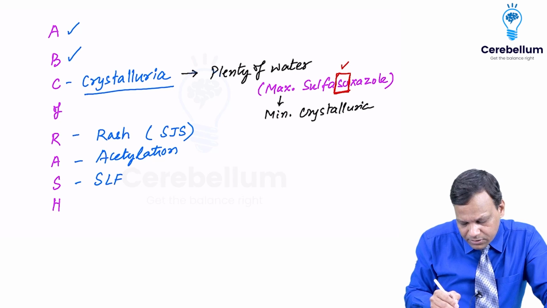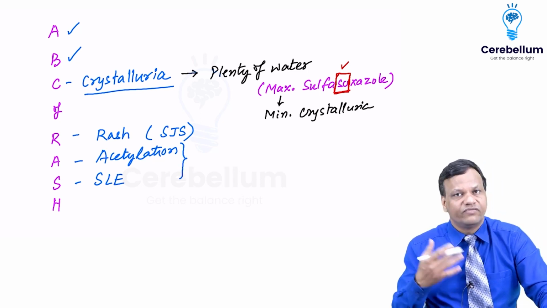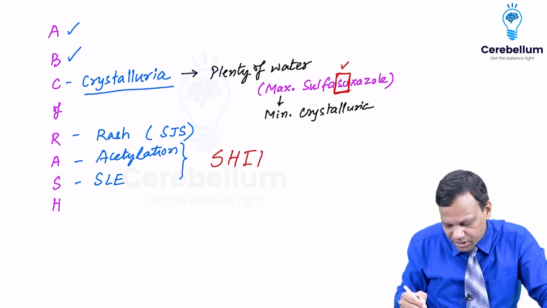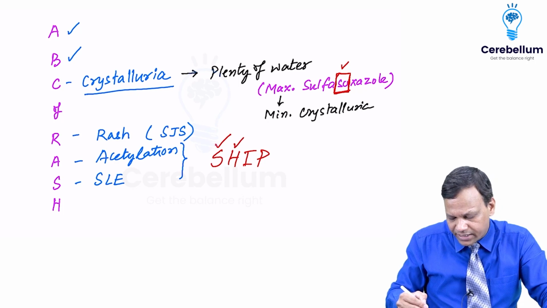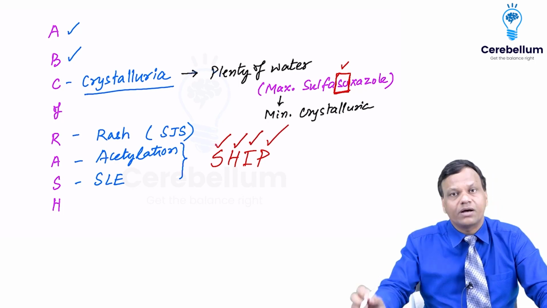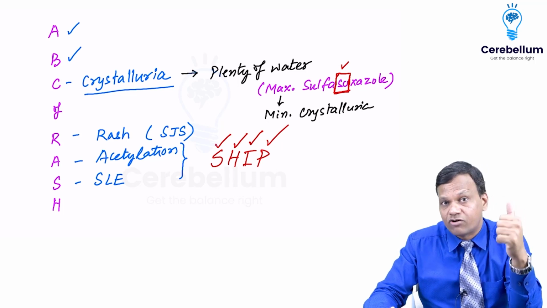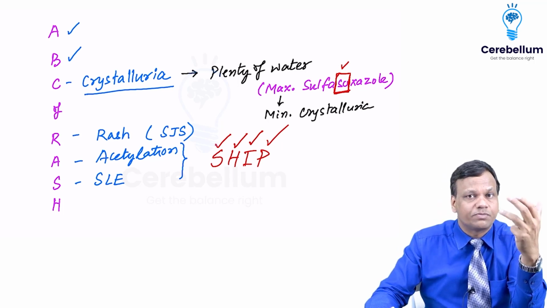Remember, sulfonamides are metabolized by acetylation. They can cause SLE. Which are the other drugs in this group? Yes, these are ship drugs. Remember ship drugs? Sulfonamides, hydralazine, isoniazid, procainamide. So 4 drugs, they are metabolized by acetylation. They can cause SLE.